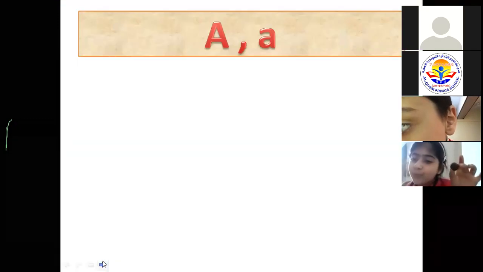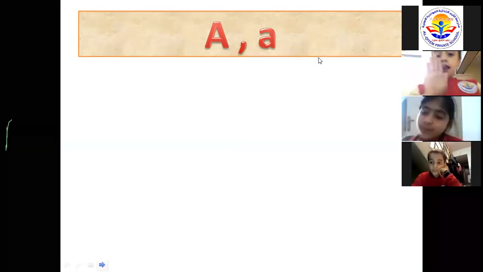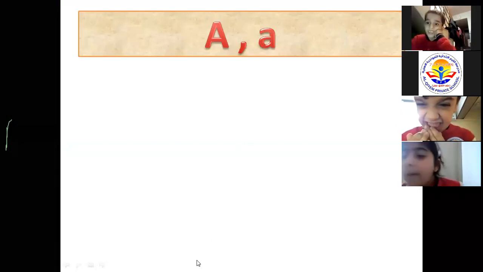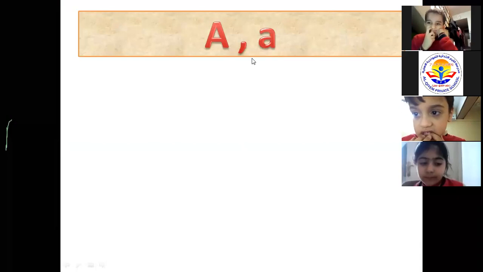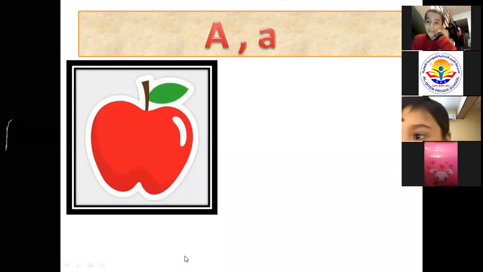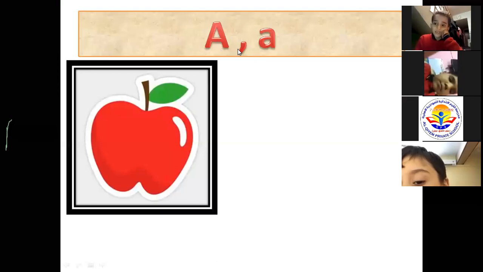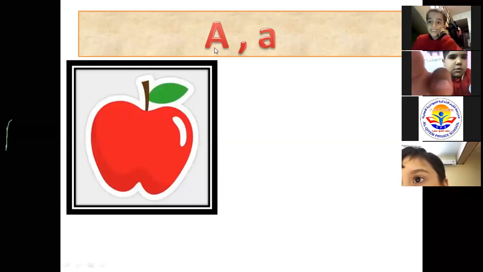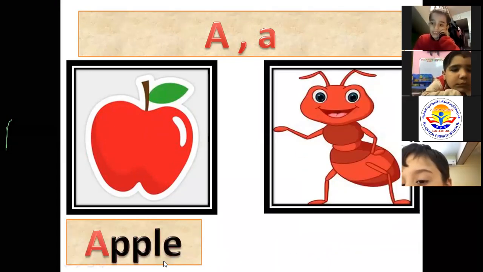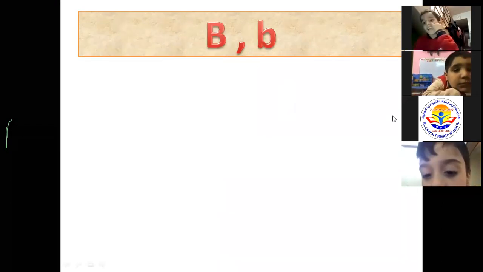As usual, we have to make a revision for all the letters. Let's start with this letter. What's this letter? Yes, Ali Ahmed. What is it? A. Very good. Uppercase A and lowercase A. What's the sound of this letter? A. A for? Apple. And A for? Ant. Very good. A for apple and A for ant.